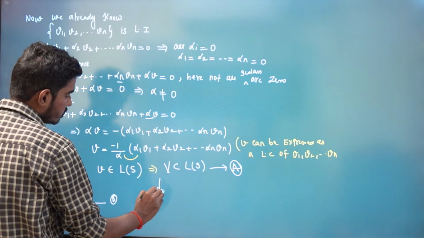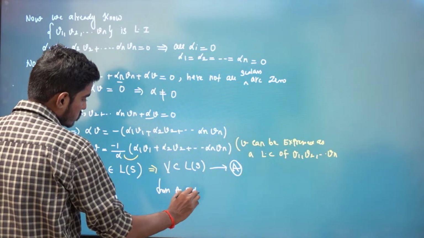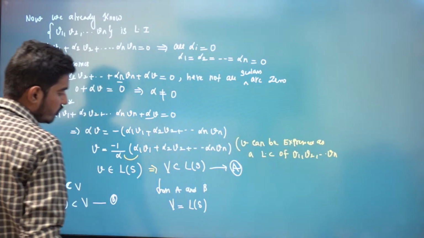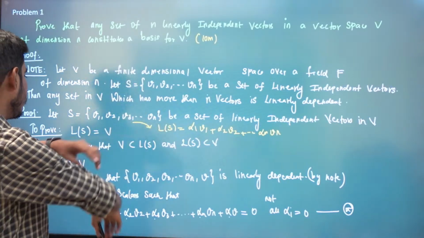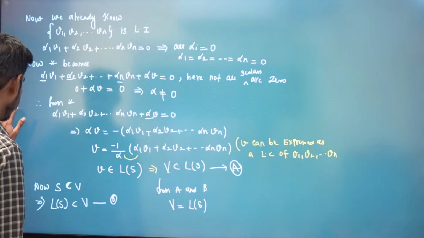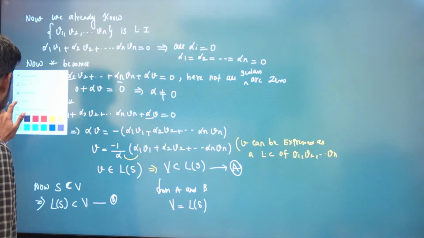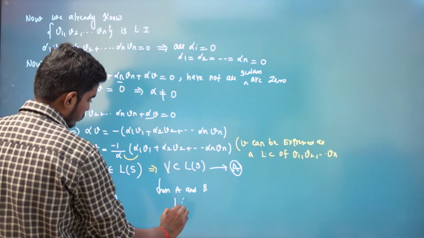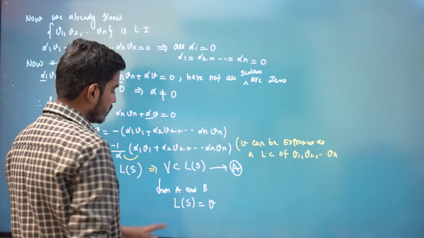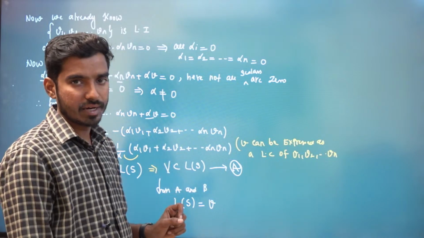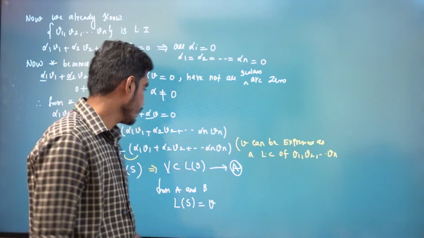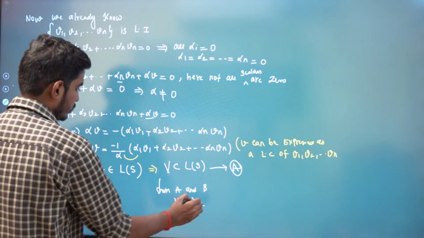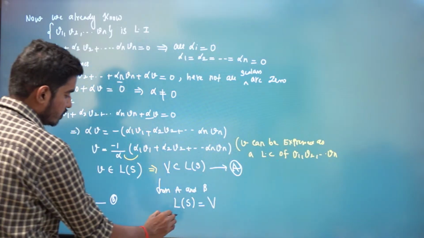So from A and B, V is equal to L of S. That means our set S, which is linearly independent vectors, spans our vector space capital V. That's it. Hence proved.